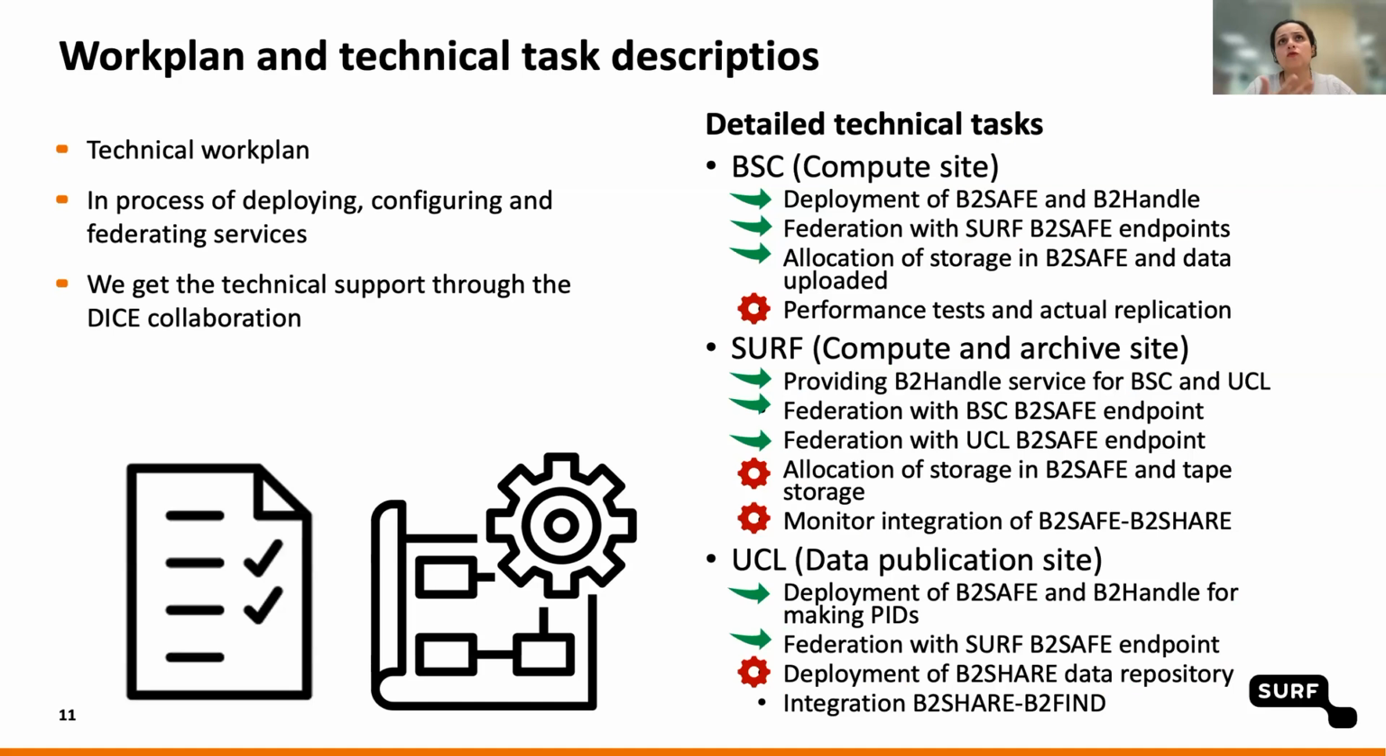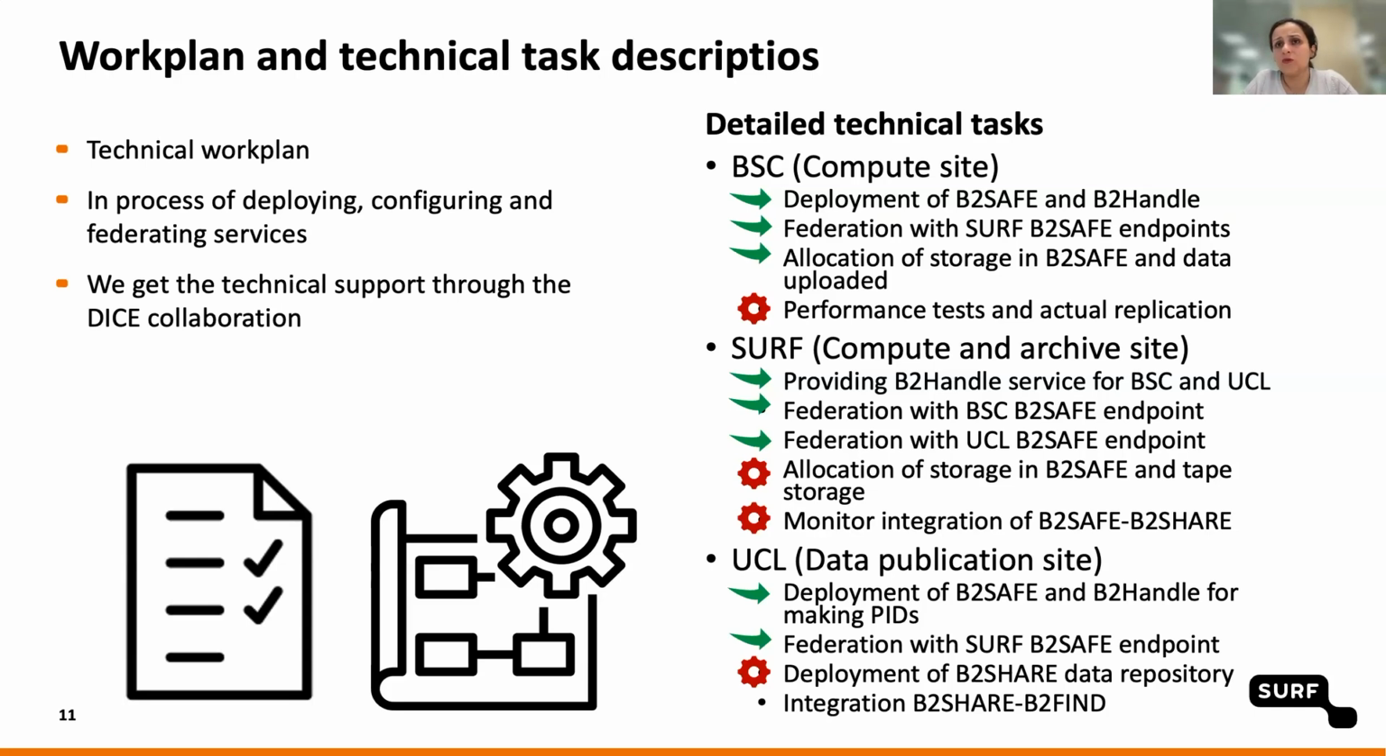To set up this platform, we started from making a work plan and addressing all types of technical work. As you see, within the BSC, as I said, we have deployed B2Safe and B2Handle, federated that with the SURF instance, and made sure that enough storage is allocated to do the replication. We are now doing the performance test, the same at SURF and also UCL.